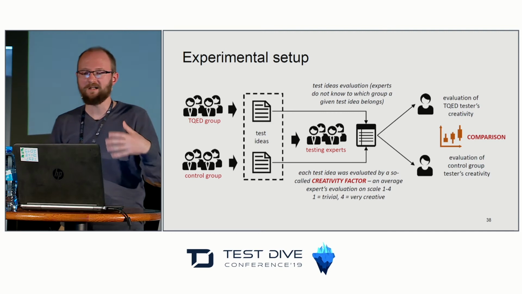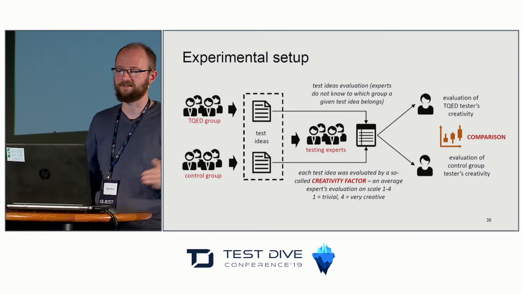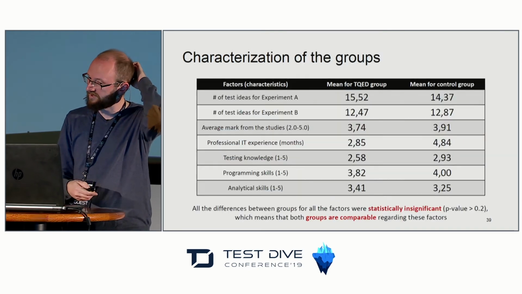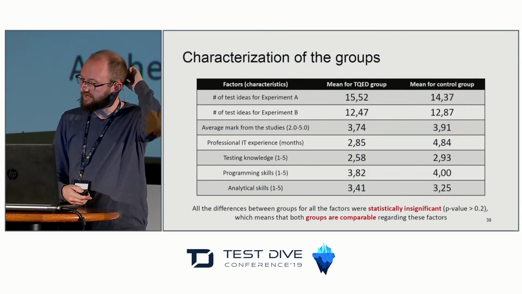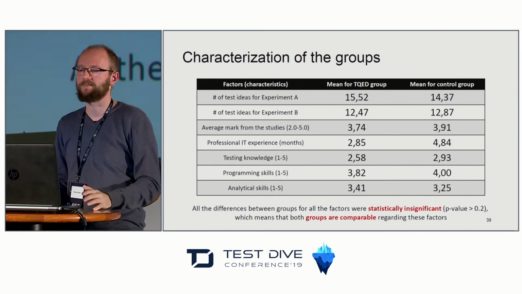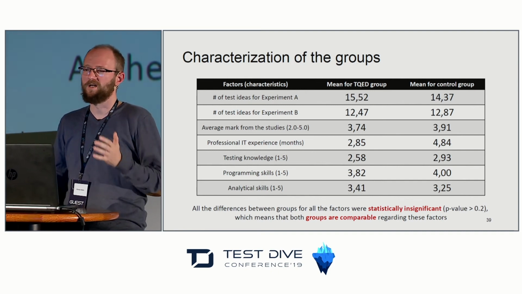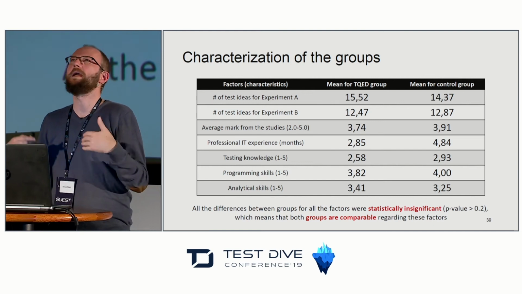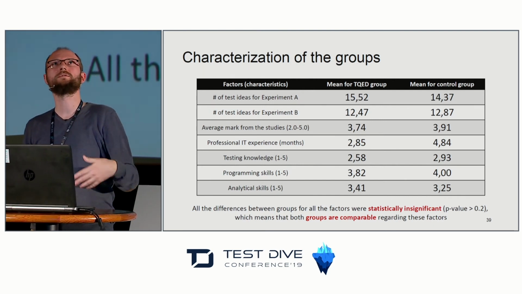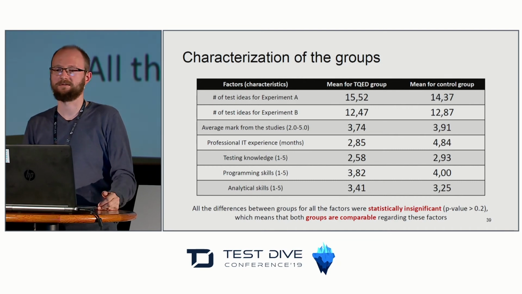This mean value, or the sum of this creativity factor for all the test ideas in both groups. The groups, as I said, were comparable in terms of these things, so it's a nice thing when you design an experiment. It's important that the groups are more or less equal, at least in terms of factors that could somehow impact the experiment result.